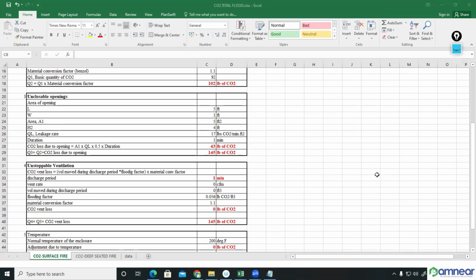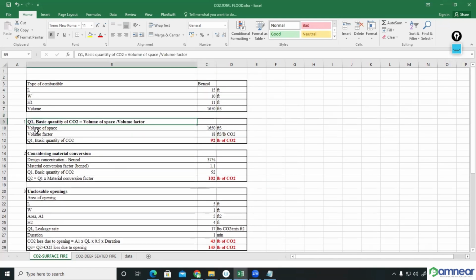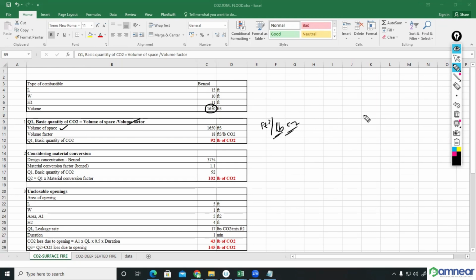Okay, one by one we can see. The first one, basic quantity of carbon dioxide. We can do it by two methods. The first method: volume of space divided by volume factor. Volume of space we have already calculated, 1650 feet cube. Volume factor you have to take from NFPA 12. Means each feet cube of space, how much pound of carbon dioxide can come. That's a value that you can take from this table.